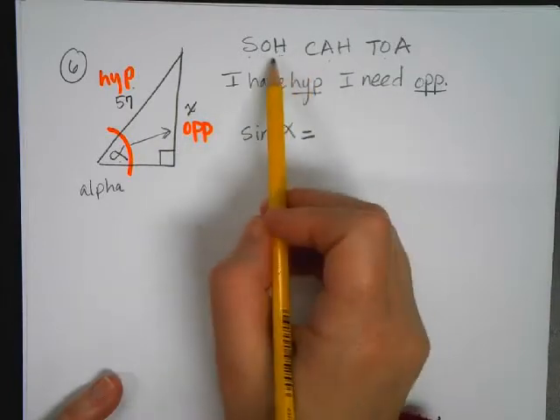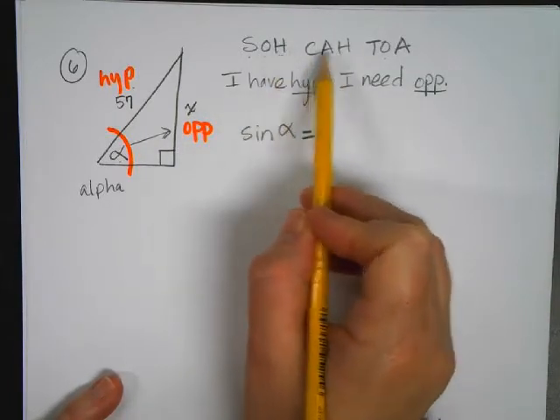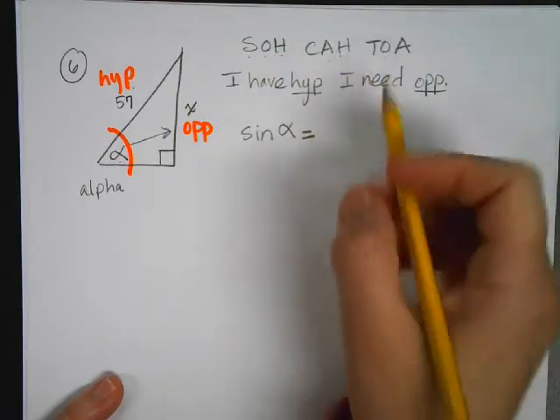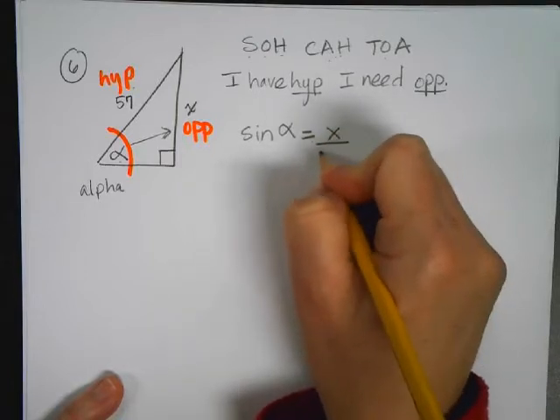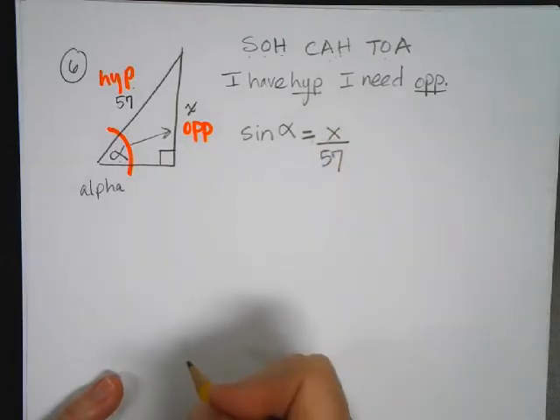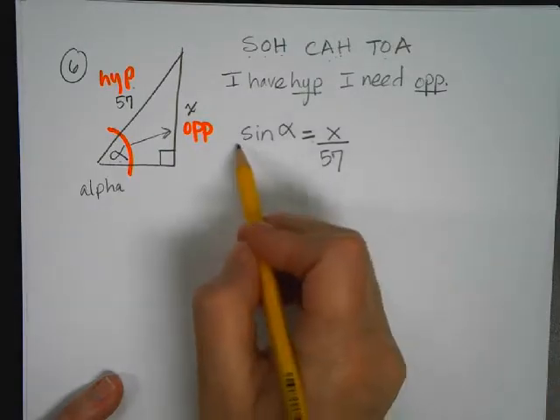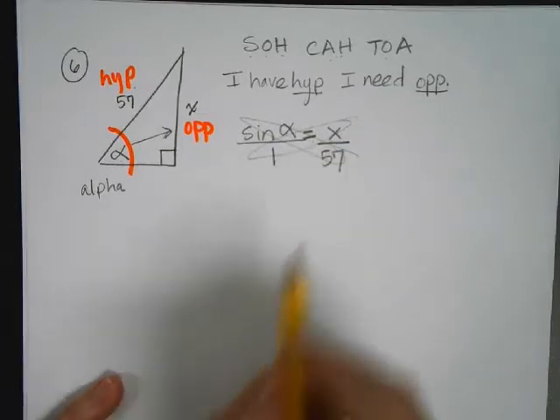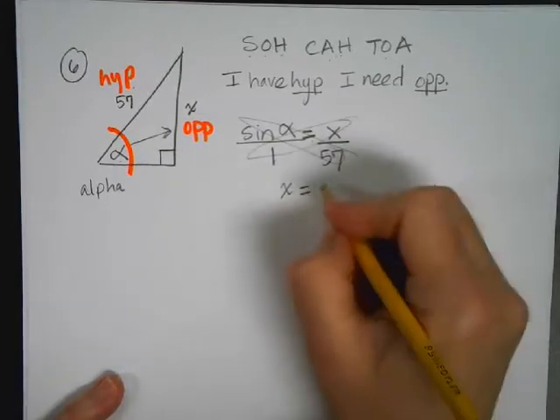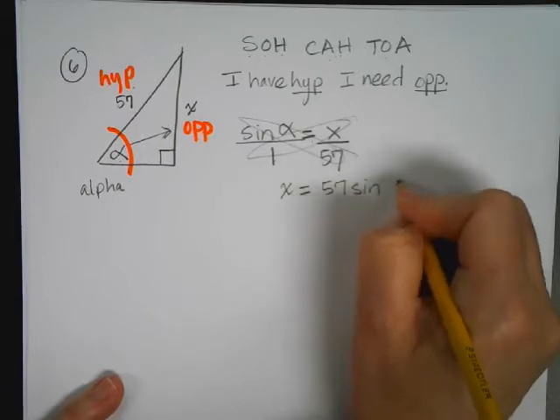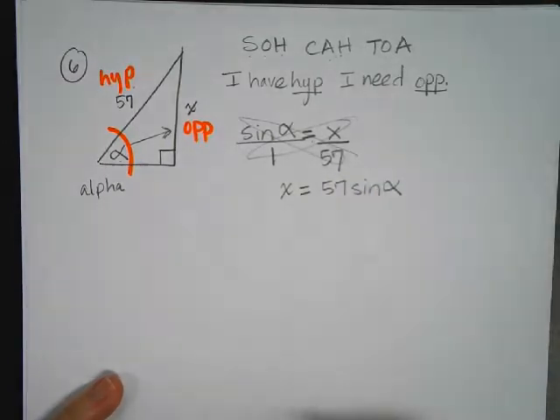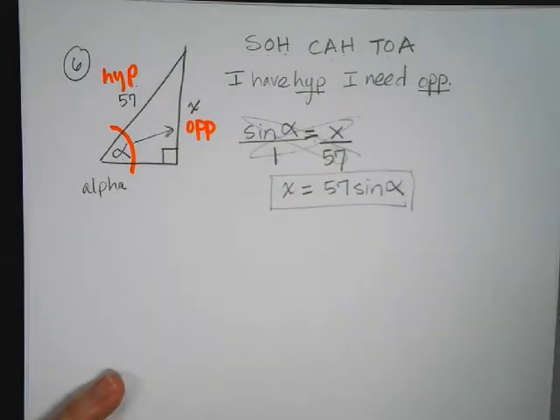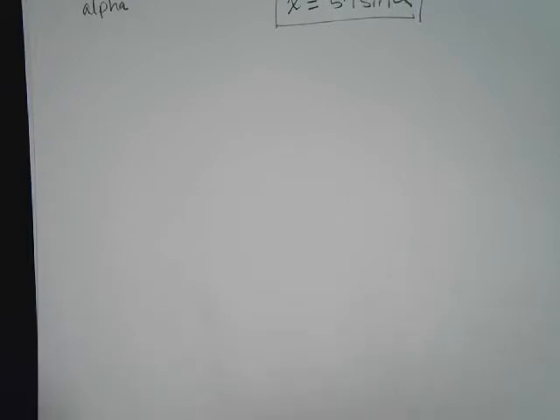hypotenuse. Remember, with sine and cosine, the two new ratios that we learned about in this chapter, hypotenuse is always on the bottom. So this is going to be x over 57, and you would put a 1 under sine of alpha, cross multiply, and that would give you x equals 57 sine alpha. And that's it. You can't do anything because we don't have the angle measure. You can't put that into your calculator. Okay.